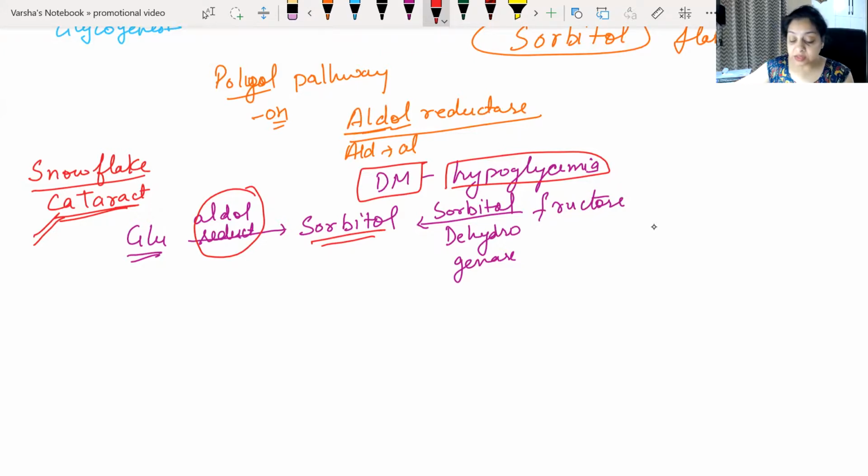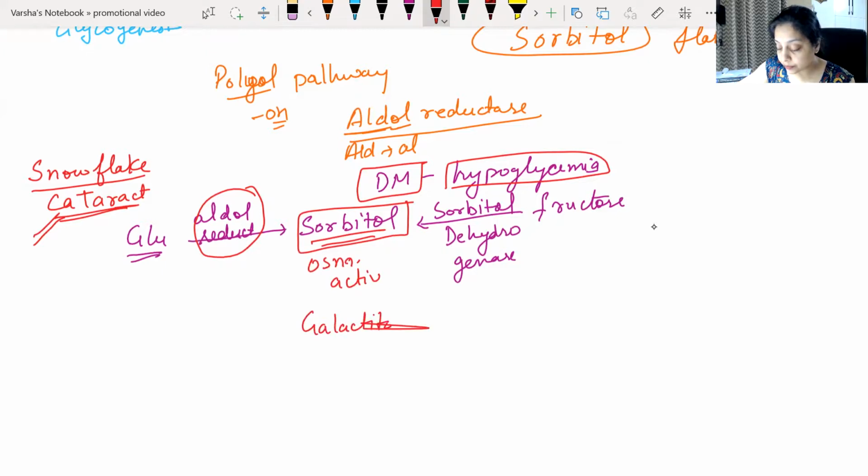Then what you will see is the snowflake cataract, right? That is because of the sorbitol accumulation in the eye, which is an osmotically active component, right? It is going to suck in the water from the nearby cells, causing the lens to swell up and leading to the snowflake cataract, similar to what we have learned with galactitol.